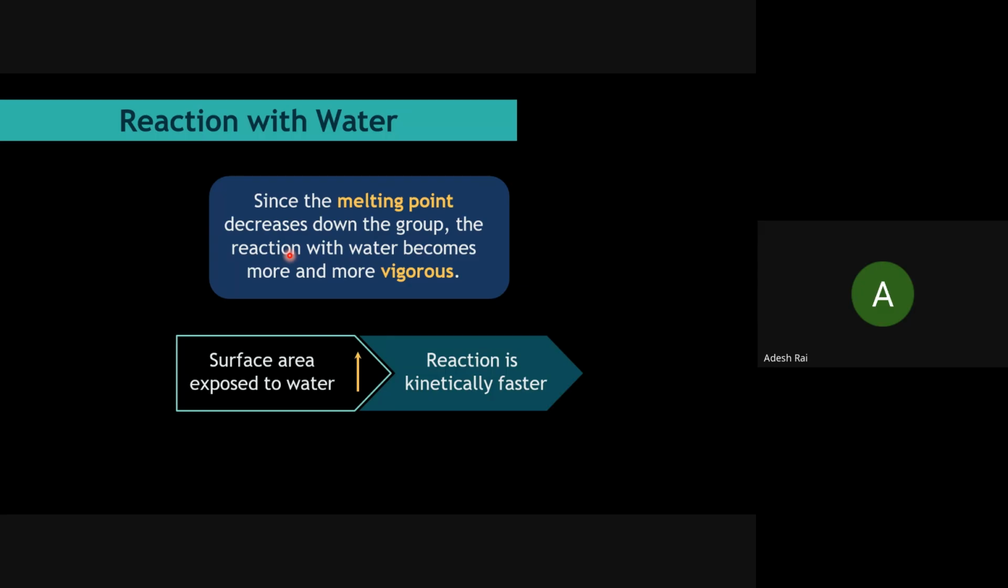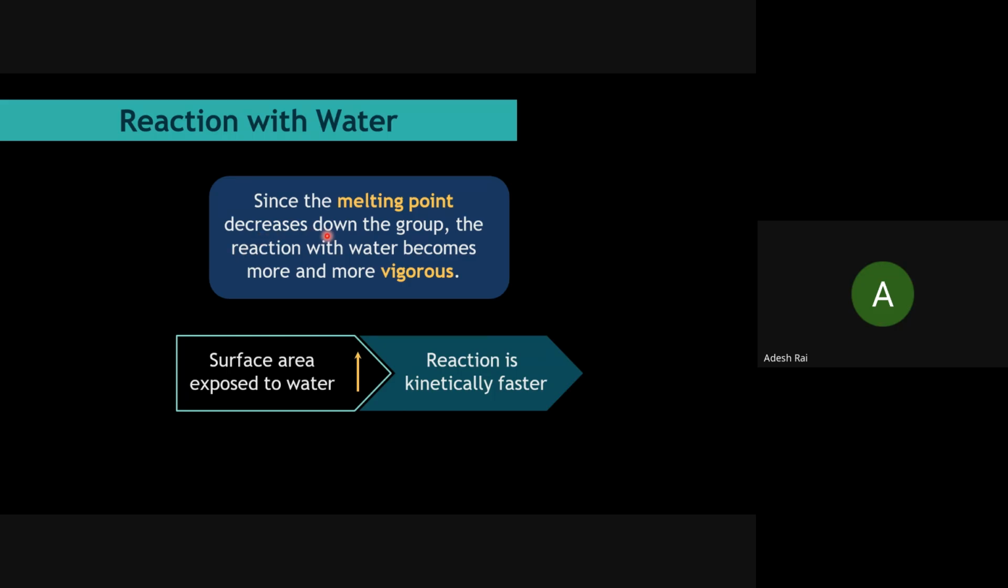And one more thing is the surface area exposed to water. When the softness increases, the metal won't be rigid. If it is not rigid, you can imagine it as an expansive metal, or one undergoing expansion, so the surface area will be comparatively more. And when the surface area is more, the interaction of the metal with water will be more. Therefore, the reaction will be kinetically faster. It means the rate of reaction will be more because the number of interactions is more.